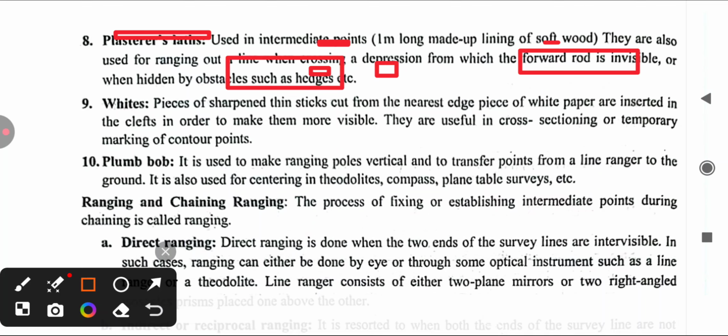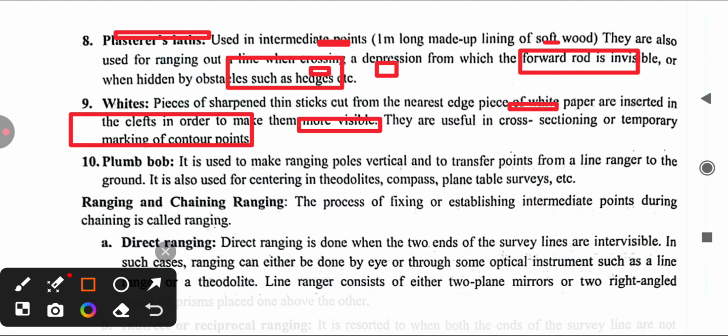Okay, white pieces of paper cut from the nearest edge are inserted in the cleft of sharpened thin sticks in order to make them more visible. They are useful in cross sectioning or temporary marking of contour points.